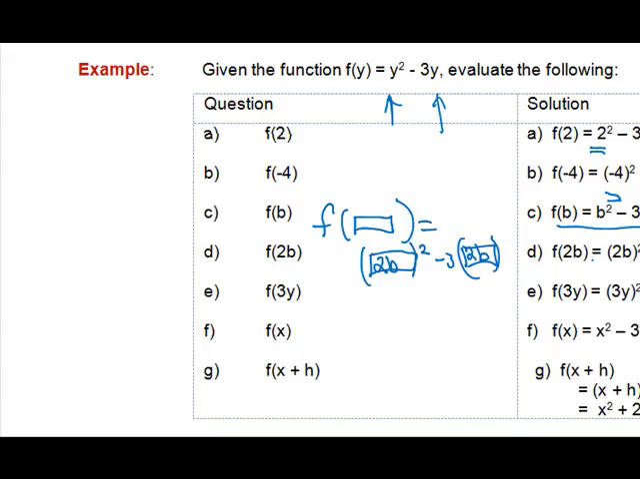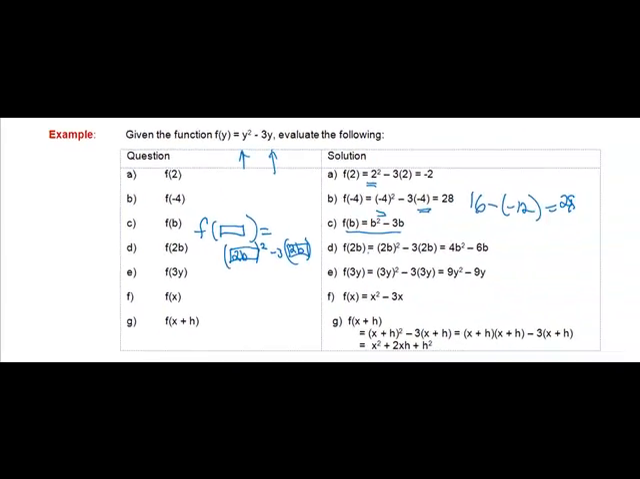So I have 2b quantity squared minus 3 times 2b, and if I do the math out, 2b times 2b is 4b squared, and 3 times 2b is 6b. So I get 4b squared minus 6b. Sometimes the question comes up, should we factor this? Quite frankly, unless you are told to, right now I wouldn't worry about the factoring piece.